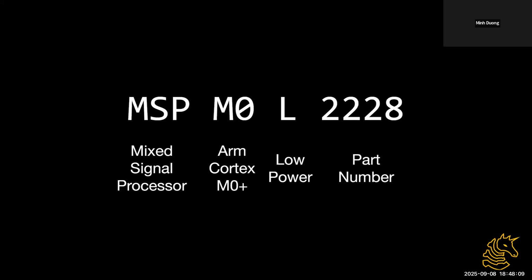M0 means that it's an ARM Cortex M0 Plus chip, which is the architecture of the chip. A lot of you probably have x86 laptops if you're running Windows. If you're running Mac, you're running ARM. These microcontrollers also typically run ARM because ARM is more power efficient. In particular, M0 is one of the most power efficient architectures. L is low power, and 2228 is the part number. When I'm referring to this in the future, I'm going to be calling it the M0 chip.